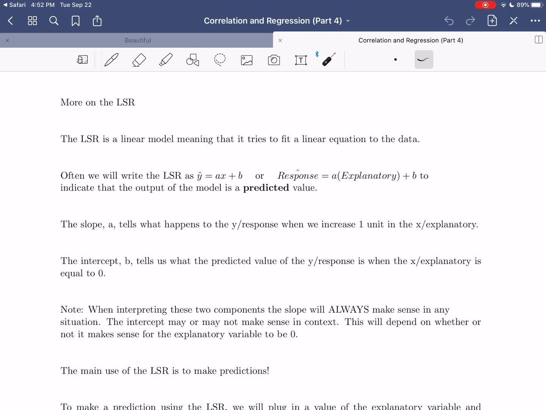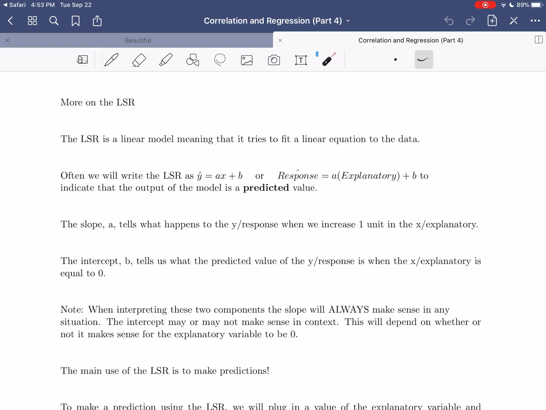A couple notes, as we mentioned, we will often write the LSR with the notation y hat equals ax plus b, or if you prefer not to use the variables x and y, the response hat equals a times the explanatory plus b. And remember that the little hat notation is just to indicate that the output of the model is a predicted value. What that means is that it wasn't an observed value, it wasn't a data point, it was something that we're predicting entirely based on our model.